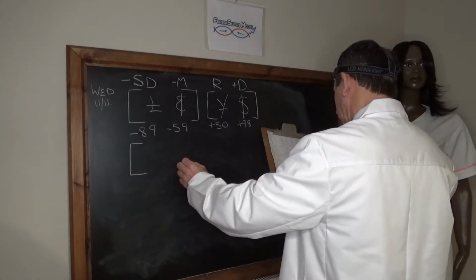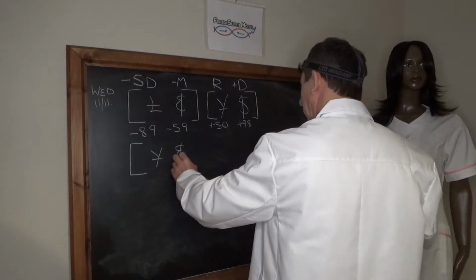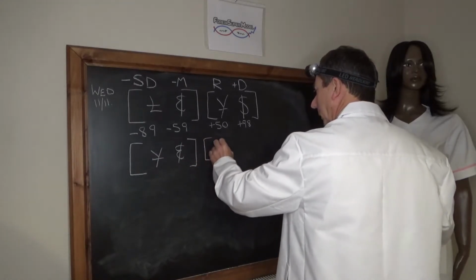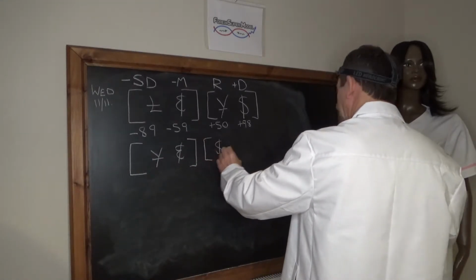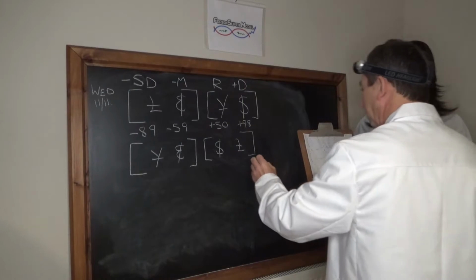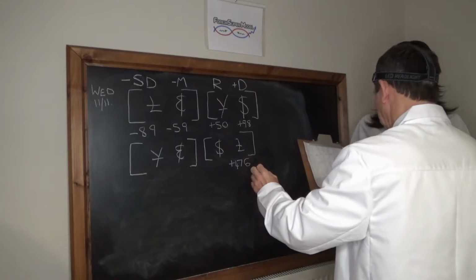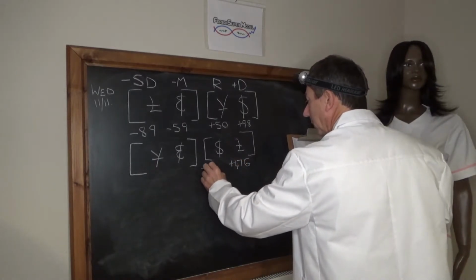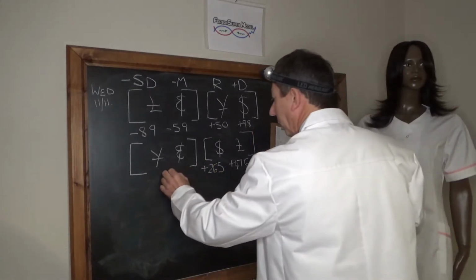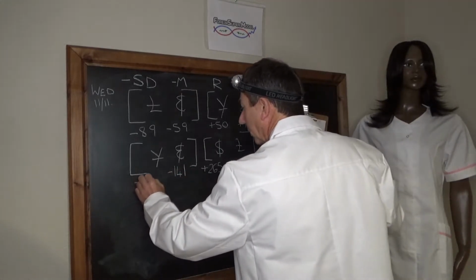which are going to be as follows. So we've got the yen, the euro, the dollar, and the pound. We'll just write the numbers in. We've got plus 476 on the pound, plus 265 on the dollar. The euro was minus 141, and the yen was minus 600.